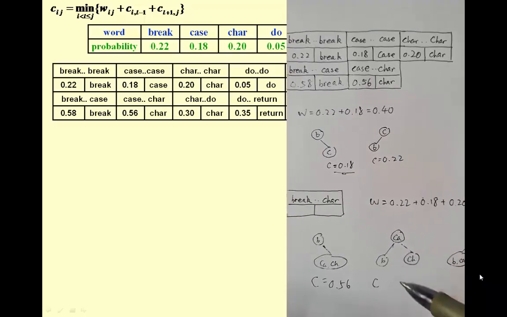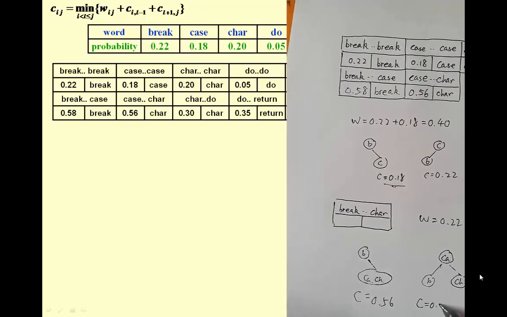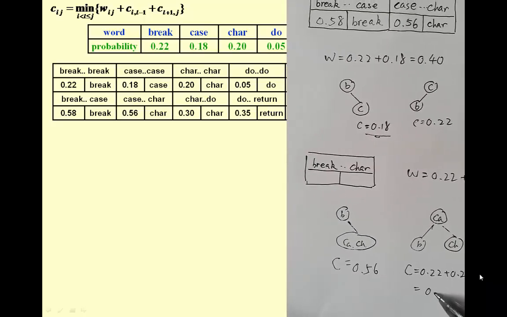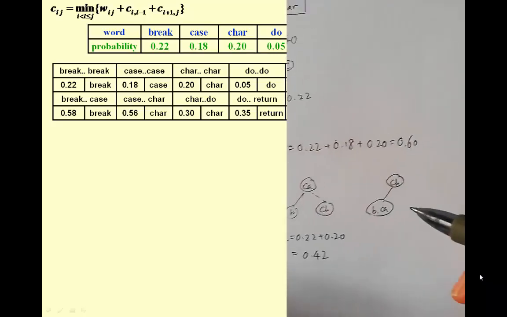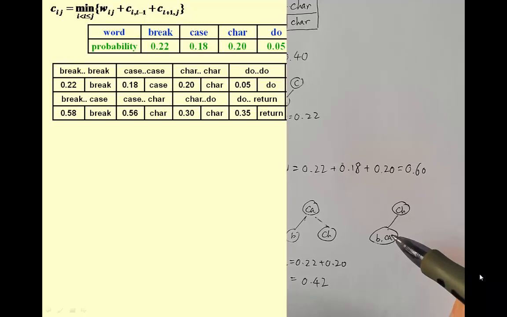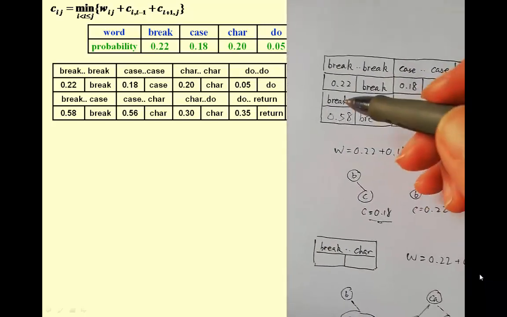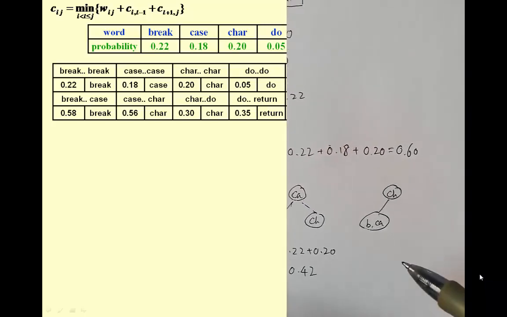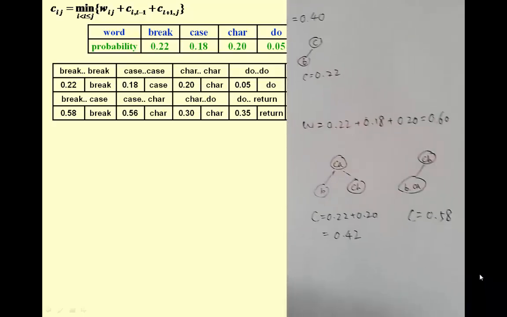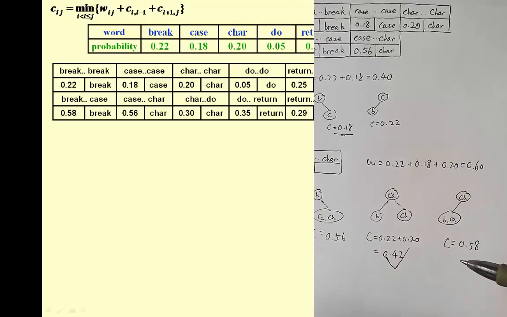which is the sum of these 2 subtrees. So that's 0.22 plus 0.20. That gives 0.42. Okay, now for this one we only have to calculate the cost of its left subtree, which contains break and case, and that is one we have just obtained. It's here, 0.58, right? So the cost here is 0.58. So the optimal solution is the smallest one, which is this one, all right?